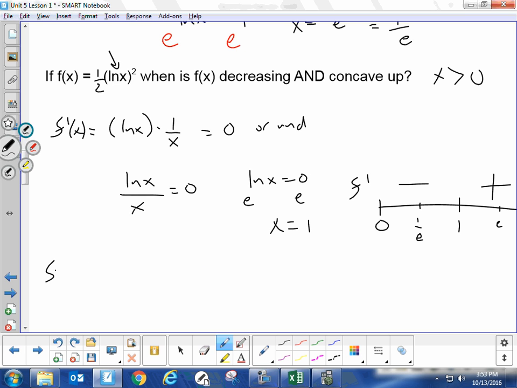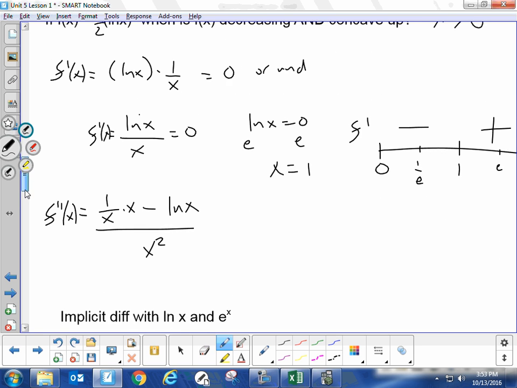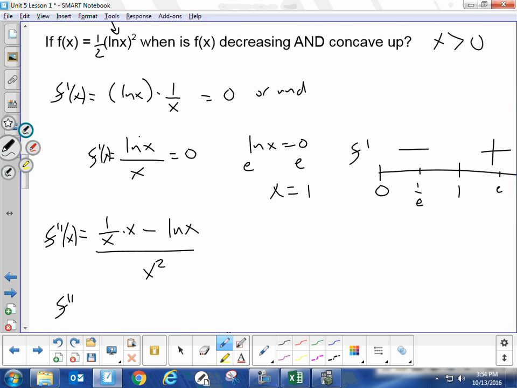Let's look at f double prime. I'd have to use the quotient rule to find the derivative of f prime. So it'd be the derivative of the top times the bottom minus the derivative of the bottom times the top all over the bottom squared. That gives me 1 minus log x over x squared. Again, I set that equal to 0. I know I'm starting at 0, but I also have 1 minus log x equals 0. So that's when log x is equal to 1. Take e to the power of both sides, I get x equals e.